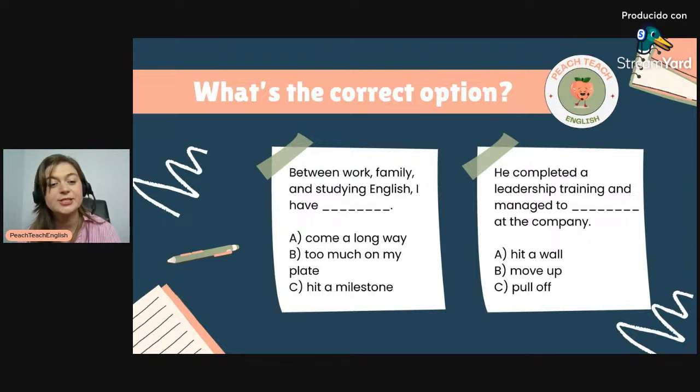Okay. It's going to be B. Between work, family, and studying English, I have too much on my plate. So I have work, I need to take care of my family, I'm studying English, I have too many responsibilities. This is more than I can handle. Okay, and the last one.